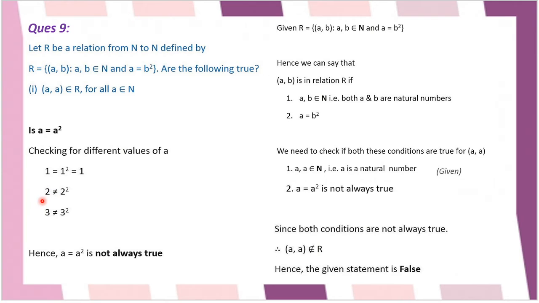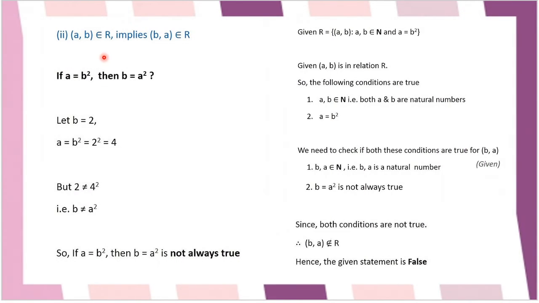But if I take 2, so 2 is equal to 2 square? No, it is not true. So it means this statement is false. Second part: (a, b) belongs to R implies (b, a) also belongs to R. If (a, b) belongs to R, what does this mean? What is the relation given? That a is equal to b square. So (b, a) means what? b is equal to a square.